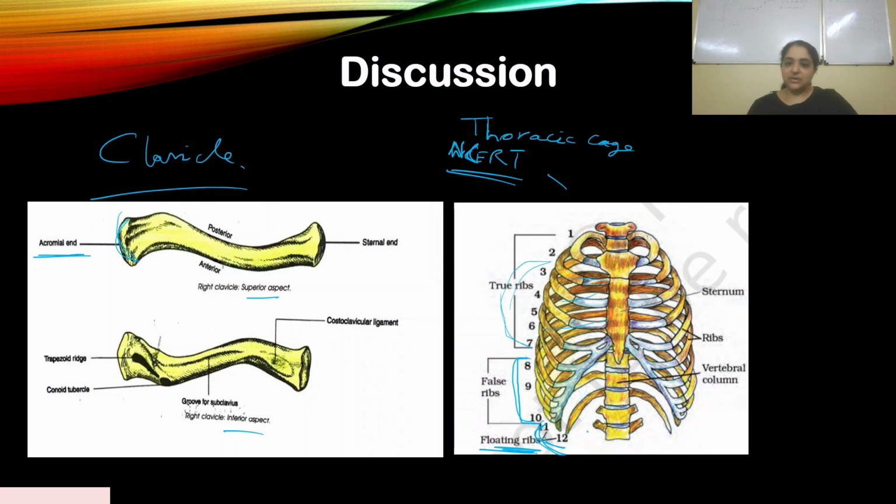At least anteriorly, obviously. Posteriorly, yeah, they're connected to the vertebral column. Anteriorly, they're not connected to the sternum. It's very, very important to remember in terms of NEET.